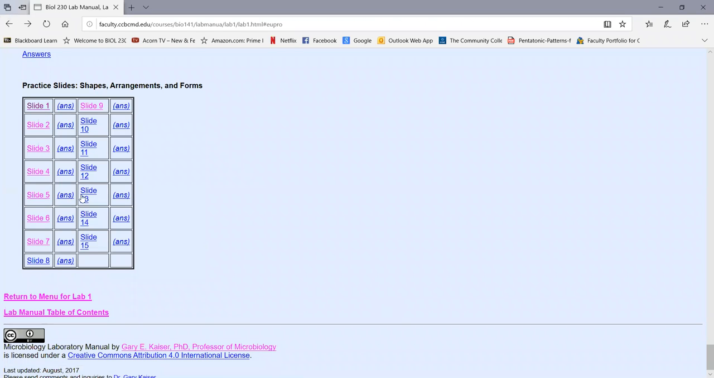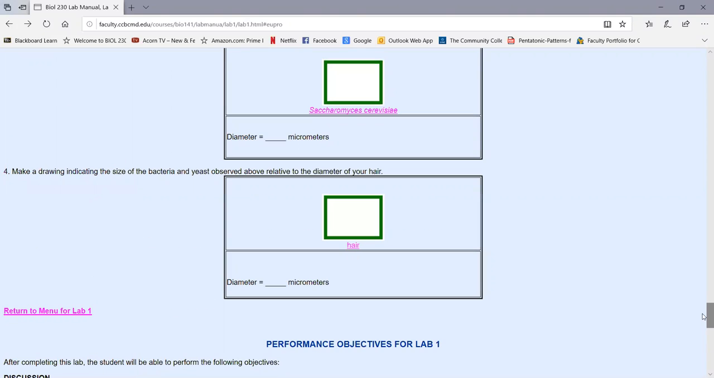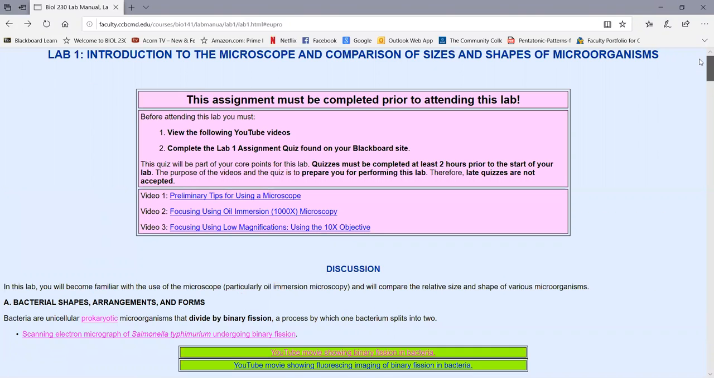And again, that gives you all the different forms. There's a streptobacillus there, there's a spirillum, there's a spirochete, etc. So those are a lot of slides you can practice with and get that down, because we'll need to know that for all labs where we use the microscope, and we'll need to know that as well for lecture. So that is your background material for lab one.